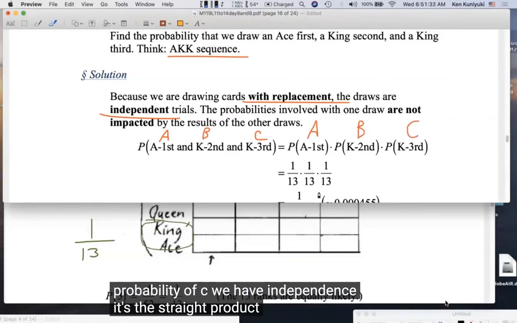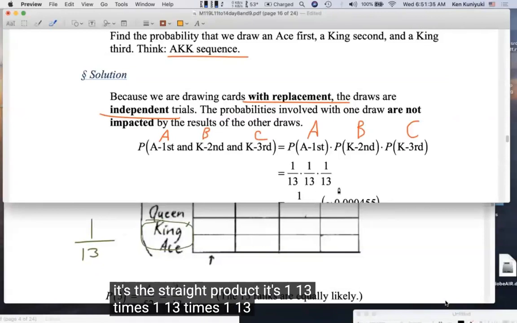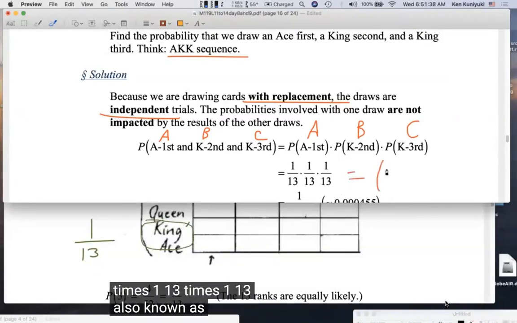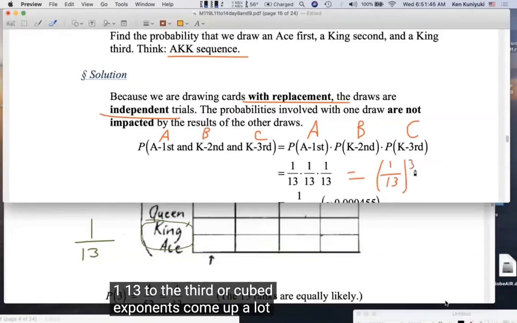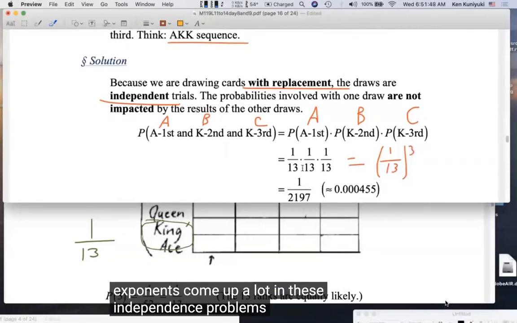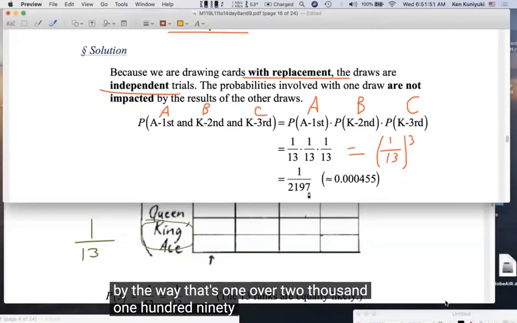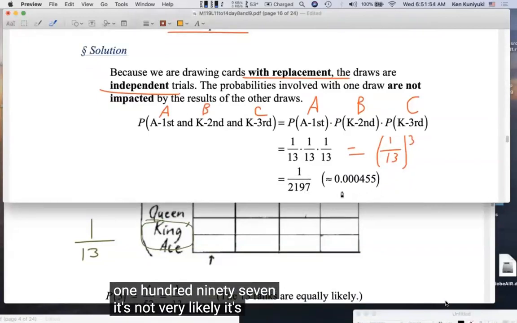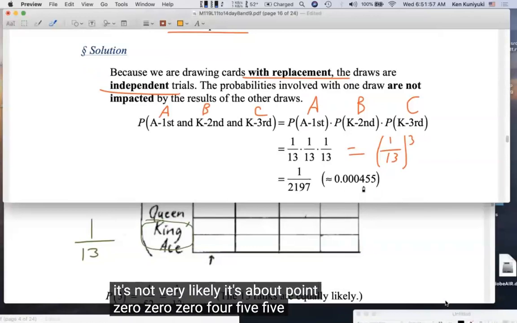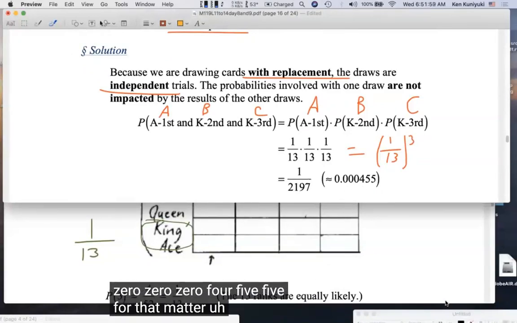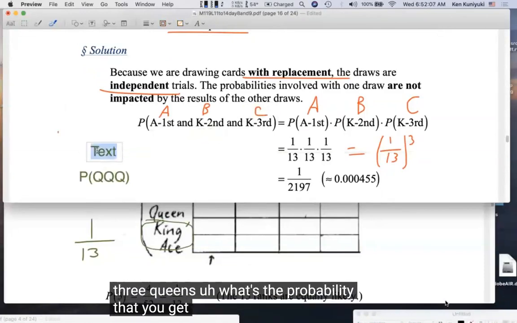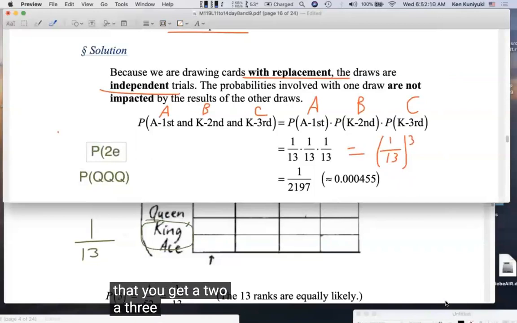It's the straight product. It's 1/13 times 1/13 times 1/13, also known as 1/13 what? 1/13 to the third, or cubed. Exponents come up a lot in these independence problems. By the way, that's 1 over 2,197. It's not very likely. It's about 0.000455. For that matter, what's the probability that you get 3 queens? What's the probability that you get a 2, a 3, and a jack?